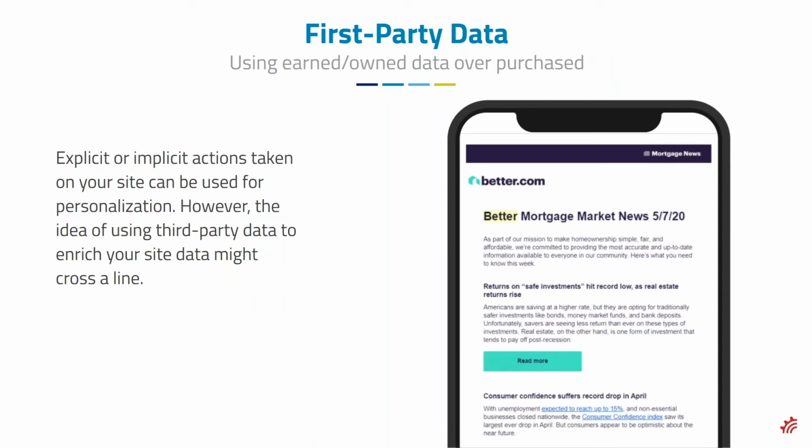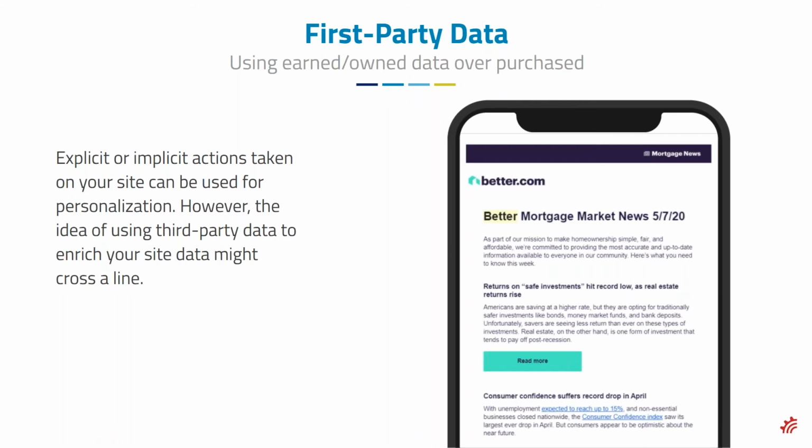So the next one is around first-party data. I'm sure as marketers, we've always been faced with people asking if we can append to our data or if we want to go purchase more emails. I'm definitely in the camp that your earned, own data, whether it's email addresses or discrete data points associated with those email addresses, are much more valued if you own them versus purchasing them. So all this to say, your explicit or implicit actions taken on your site should be used for personalization. However, the idea of using third-party data to enrich your site data might cross the line.